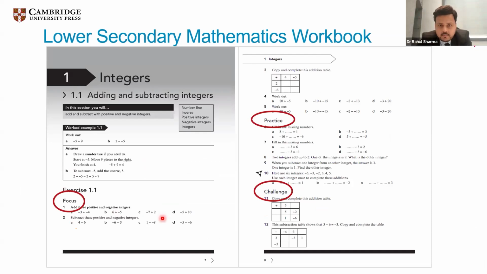Focus being the lower levels of Bloom's taxonomy, the middle levels, and then the higher levels, the difficult levels, I would say. That was about the workbook. How do I get support for projects now?